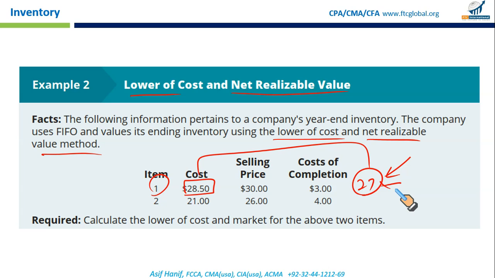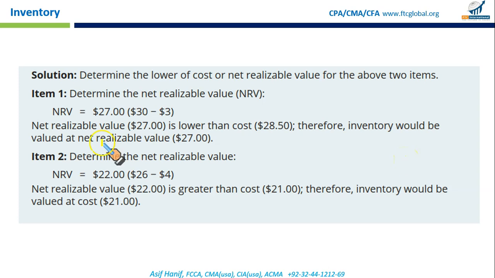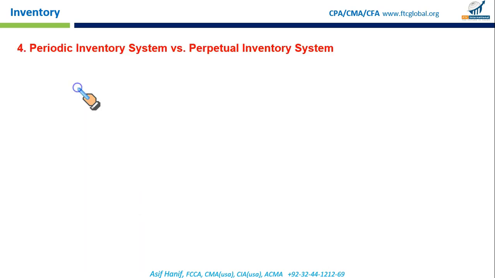For item 2, this is the cost, and 26 less 4, this is the NRV. Cost versus NRV, whichever is lower. In this case, NRV is higher, so we'll keep cost as is. And in item 1, we are going to revise the value for inventory from 28.5 to 27. So item 1 would be valued at the NRV 27, and item 2 would be valued at its cost.